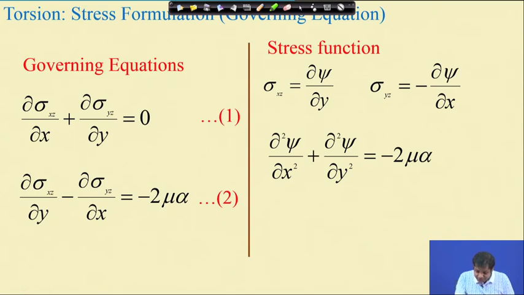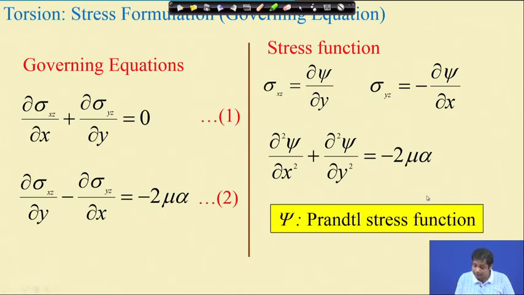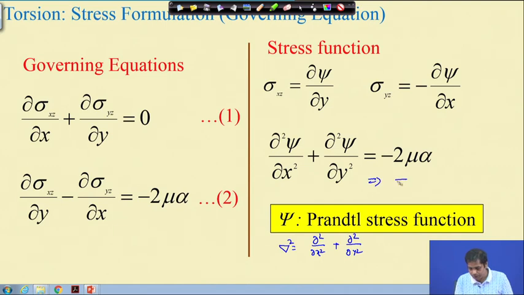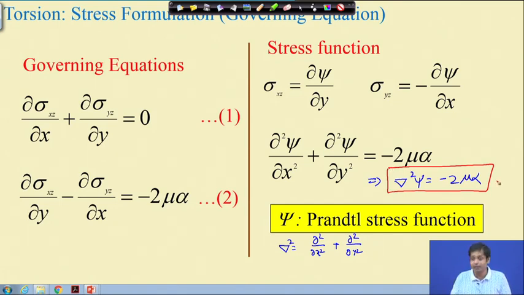This stress function is called the Prandtl stress function, or it is also called the warping function. Why it is called the warping function, we will discuss in subsequent classes. Now, this equation can also be written like this. This is essentially the del 2 operator. If you recall, the del 2 operator was del 2 del x2 plus del 2 del y2. So, this essentially gives you del 2 psi is equal to minus 2 mu alpha. This equation is important. Now we combine all these equations, and finally, this is our final equation.